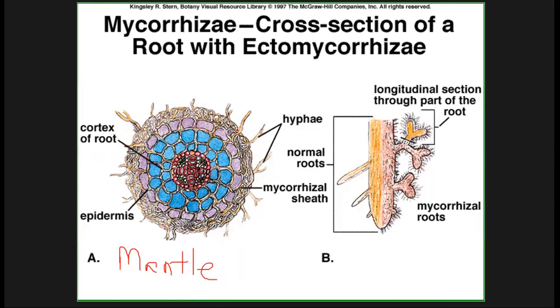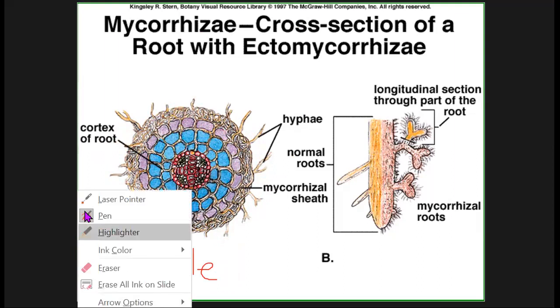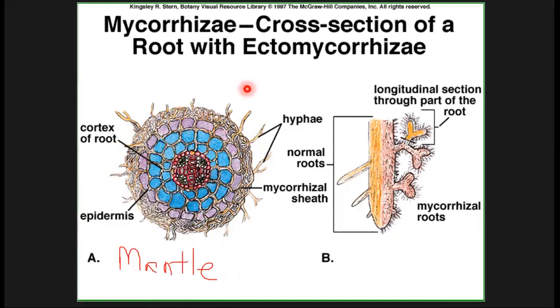And then, of course, there's also hyphae that will radiate off the root and go out into the soil. Ectomycorrhizae also will grow into the root tissue. So what they're trying to show here is that the hyphae is growing in between the root cells. Okay, so they're just hanging out in the cell wall space and growing in between.